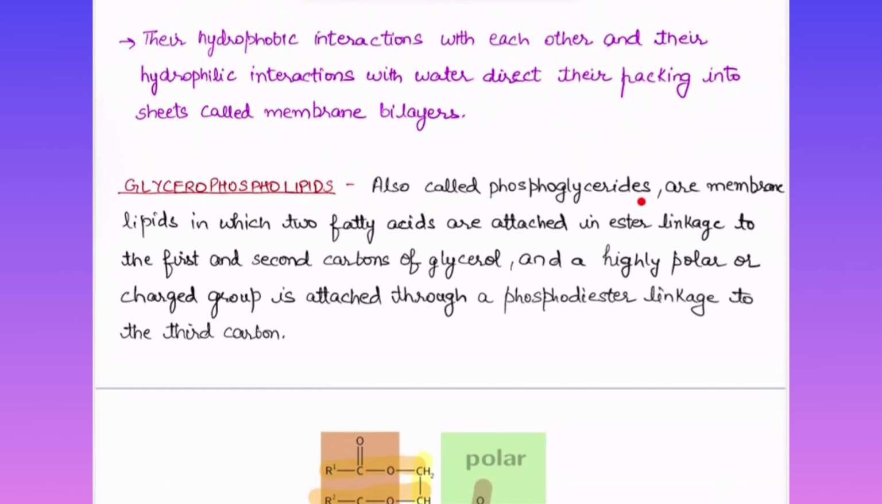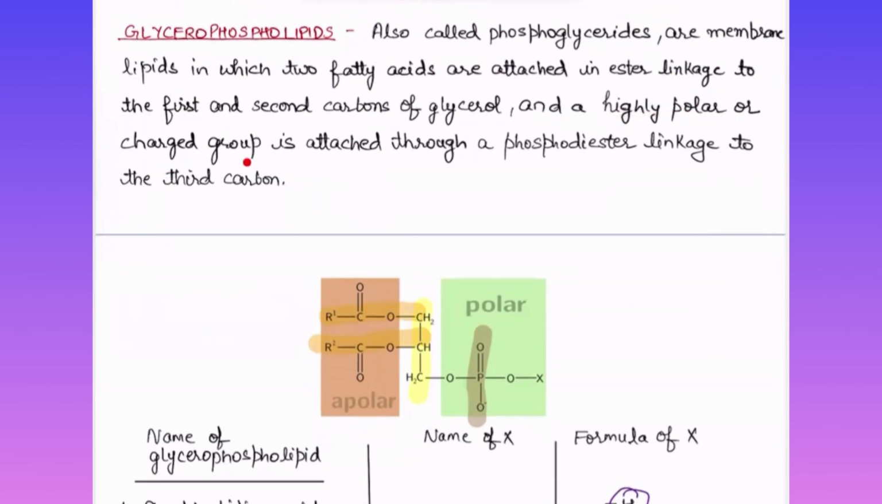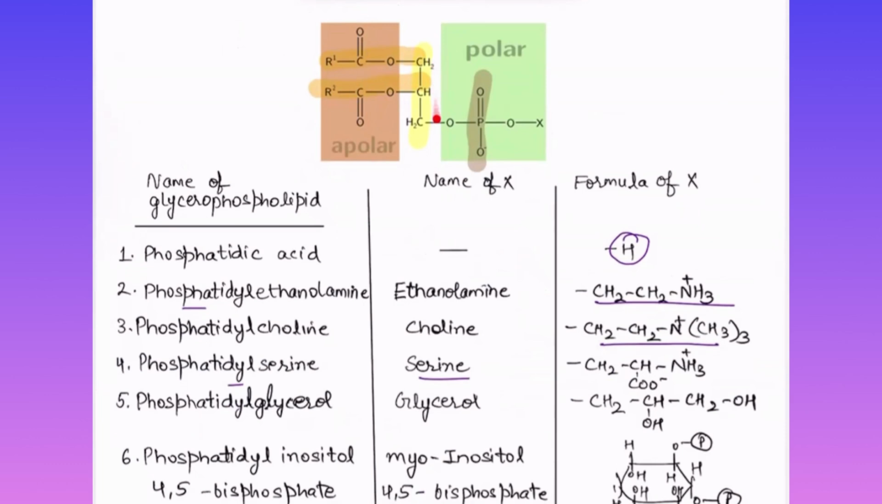Glycerophospholipids, or simply we can call them phospholipids, are membrane lipids. They're responsible for formation of the structure of the plasma membrane, in which two fatty acids are attached by ester linkage to the first and second carbon of glycerol. A highly polar or charged group is attached through a phosphodiester linkage to the third carbon. This is a glycerol backbone to which two fatty acids are attached, and third is a phosphate group. This is a polar molecule, and these are hydrophobic chains.